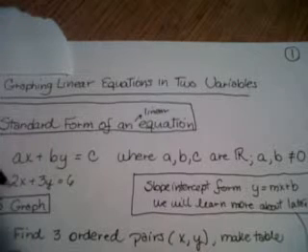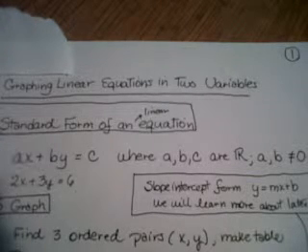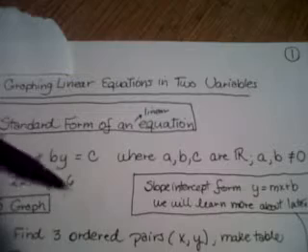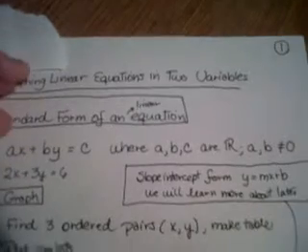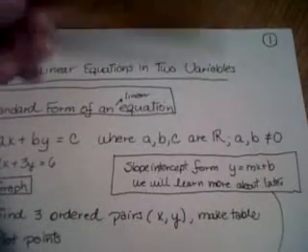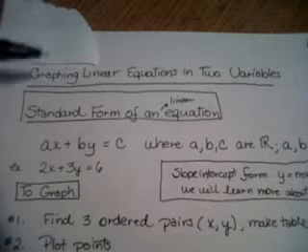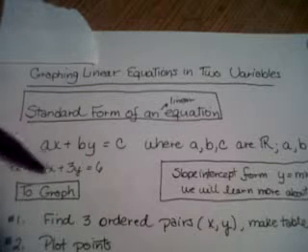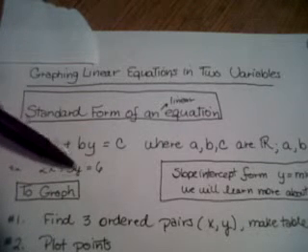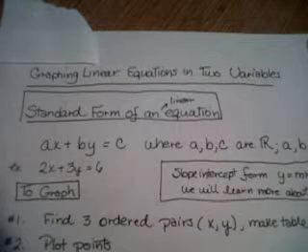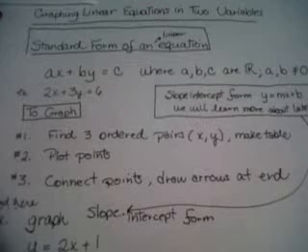So an example is 2x plus 3y equals 6. Okay? And this is called standard form. Later on we're going to see something called slope-intercept form, and that's in the form y equals mx plus b. We'll learn more about that later. But right now we're looking at standard form. So standard form means you have some x on one side plus some y on one side equals just a number on the other side. That's called standard form.